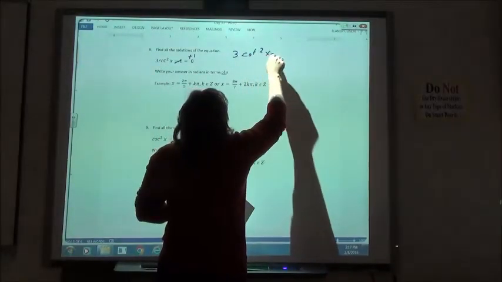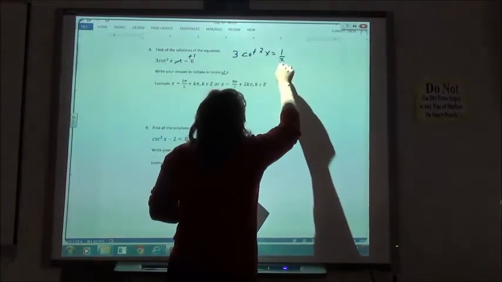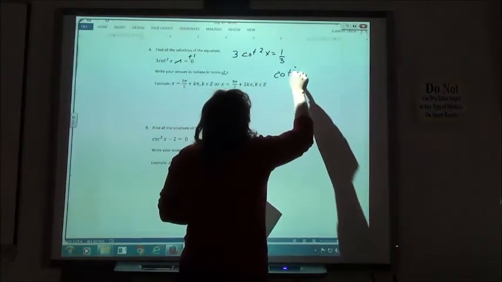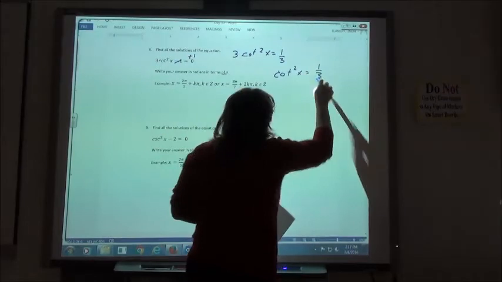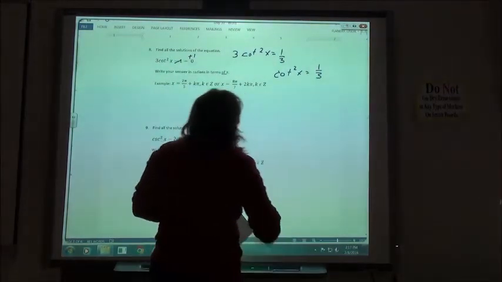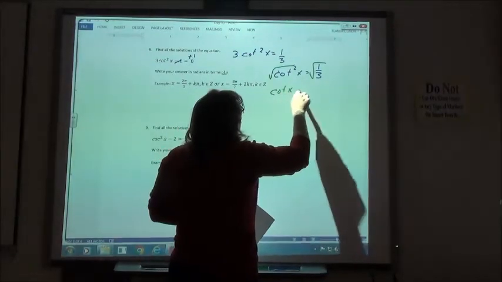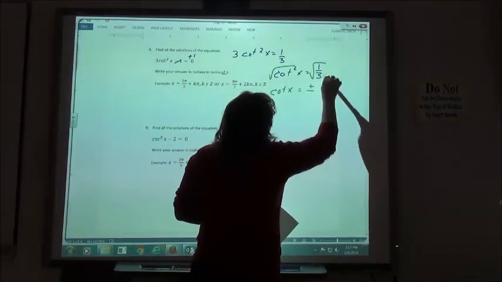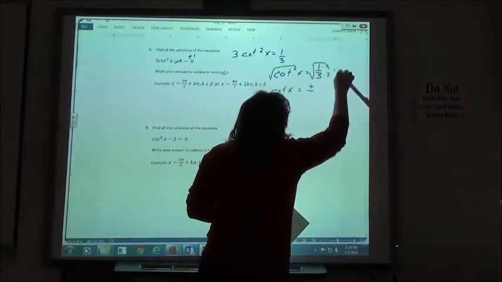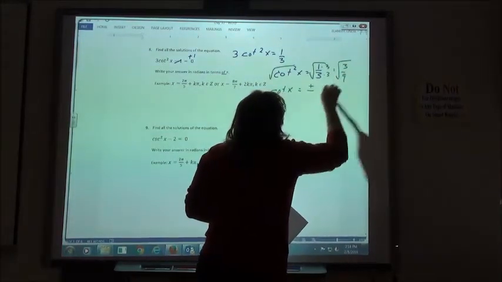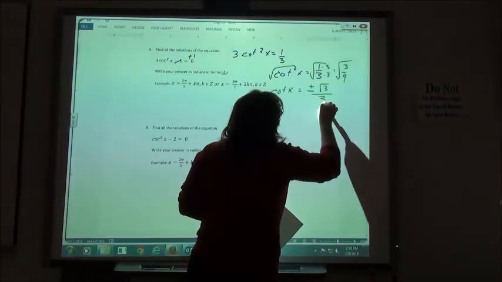Cotangent squared of x equals 1. We're going to divide by the 3. So cotangent squared of x equals 1/3. We then have to do the square root of both sides. So cotangent of x is going to equal plus or minus, again, if I rationalize my denominator, the square root of 3 over 3.